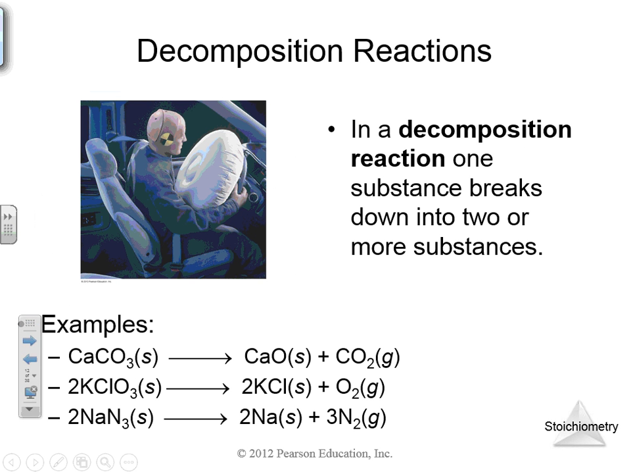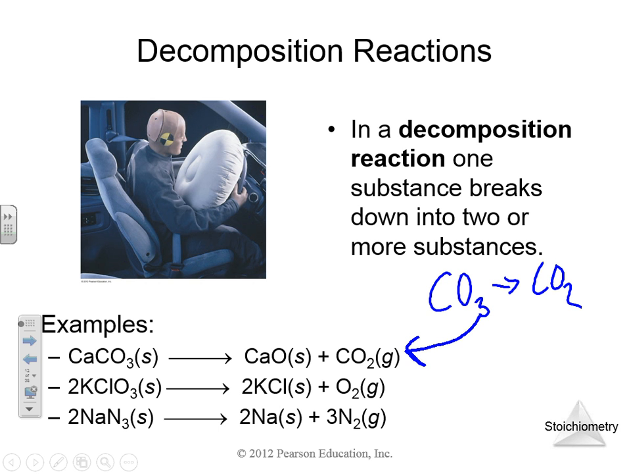Decomposition, one thing breaking apart. So the substance is breaking down into 1 or more things. Calcium carbonate is breaking down into calcium oxide and carbon dioxide. Potassium chlorate breaking into potassium chloride and oxygen. And sodium nitride into sodium and nitrogen. So just kind of a fresh example. Now remember, we'll talk about the rules in review, but carbonates love breaking down into carbon dioxide, as shown by the first example using calcium carbonate.